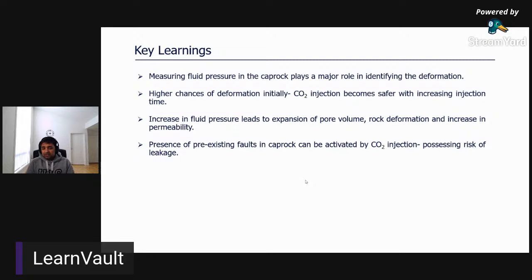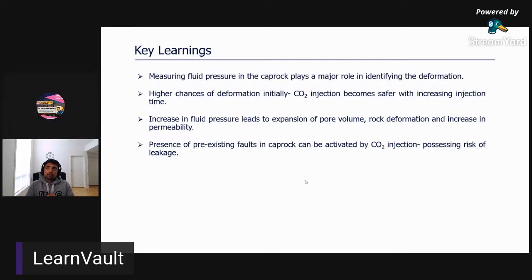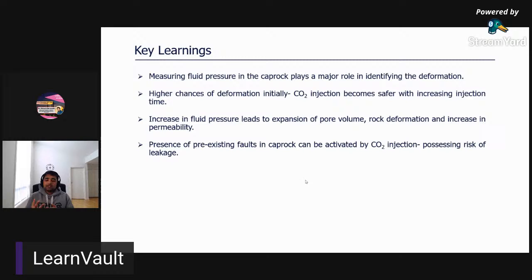Then there are very high chances of deformation initially, because when you already have saturated brine in the formation and you are displacing that with a much less viscous CO2, the capillary forces between those two phases induce permeability reduction, and that permeability reduction leads to an overpressure. So initially, it's very important to track the pressure, but from the field examples, they have found that with time, the CO2 injection becomes safer.